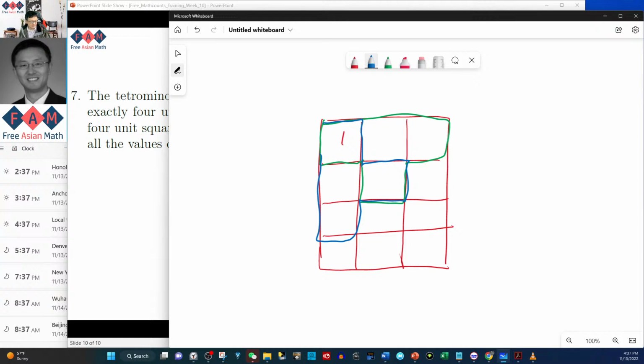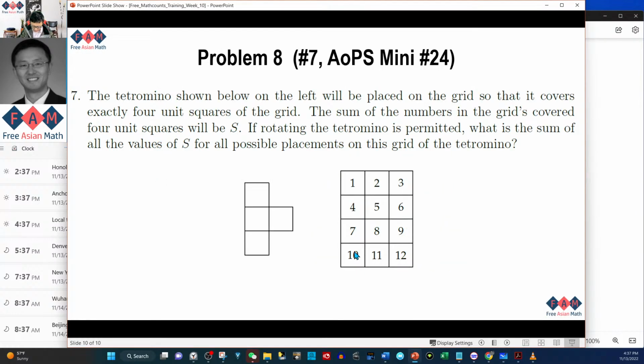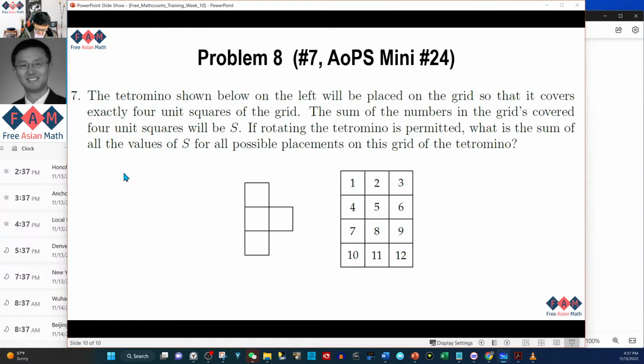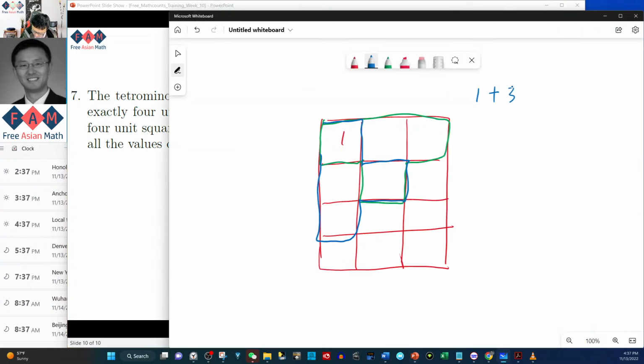Agree? This doesn't take too long to be verified. You cannot just cover this in any other way. So 1, this cell will be covered twice. Only 2. But 1 is symmetric to 3 and 10 and 12. So therefore, each of those 4 cells will be covered exactly twice. So now we know we can do 1 plus 3 plus 10 plus 12. They will be covered twice.